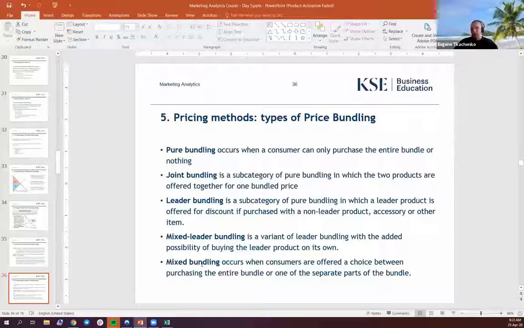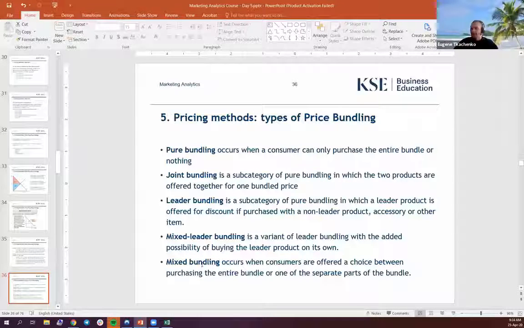So there are several different types of price bundling. Pure bundling is when you can purchase only a bundle or nothing. Let's think of it as, for example, a business which sells printers and ink cartridges together, and doesn't sell them separately. Another example, joint bundling. It is a subcategory of pure bundling in which the two products are offered together for one bundle price. So buy two products for the price of one.